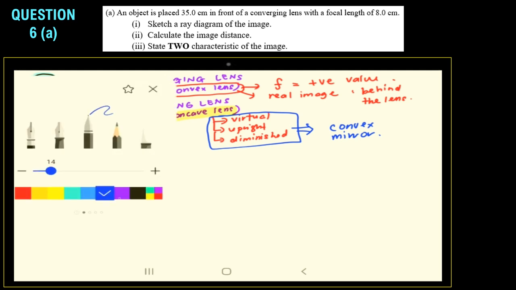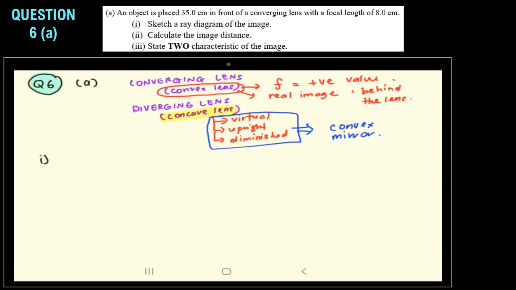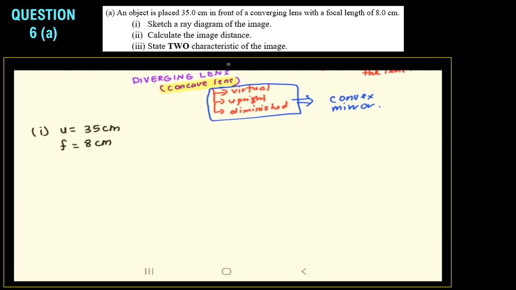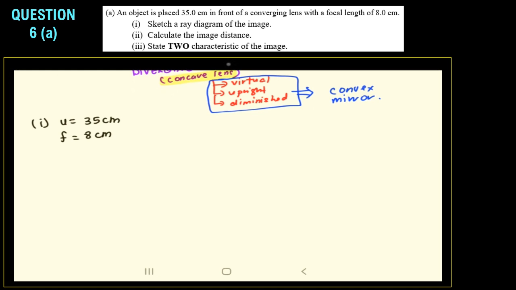Alright, so let's proceed to question number 1. So you dah bagi 35 cm and the focal length is 8 cm. Sketch a ray diagram of the image. So bila you sketch a ray diagram, make sure scale pakai tu, nisbah ada tu dekat kertas, ukur betul-betul guna pembaris. Tak perlulah awak nak ukur U sampai 35 cm kan. Paper kita kecil, tapi nisbah tu saya masukkan tu.